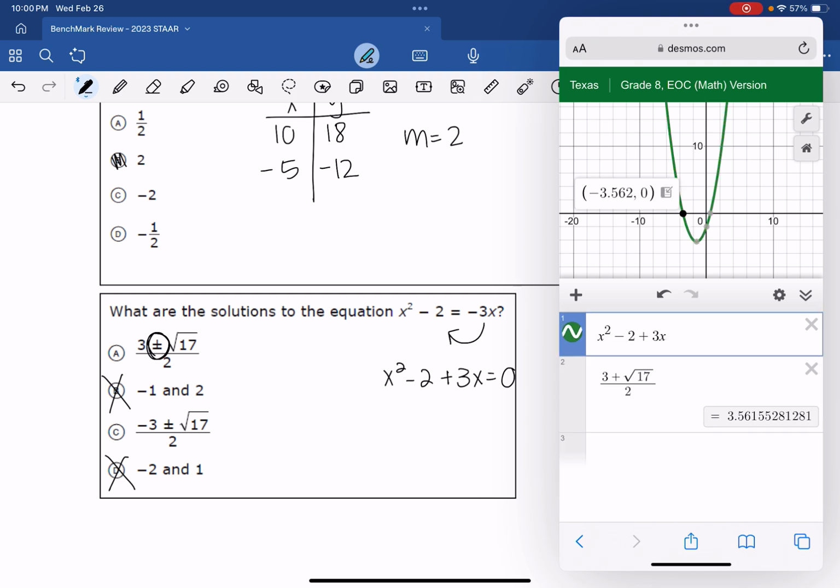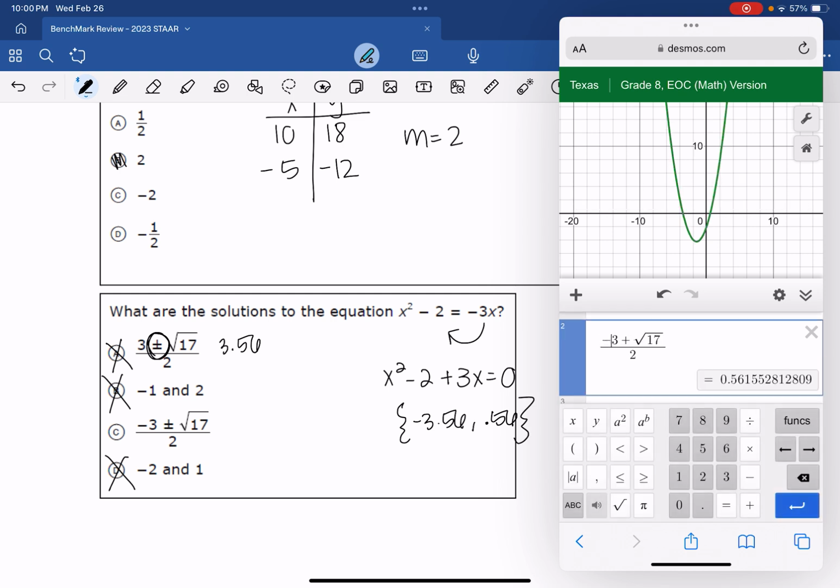But if I look back at my solutions, that is a negative 3.56. So A is not our answer either because they give us a 3.56, okay? Our solutions should be negative 3.56 and a 0.56, okay? So if I just go back and change that to look like answer choice C, and they give me 0.56, and I change this to a minus sign, I get negative 3.56. So C is our answer.